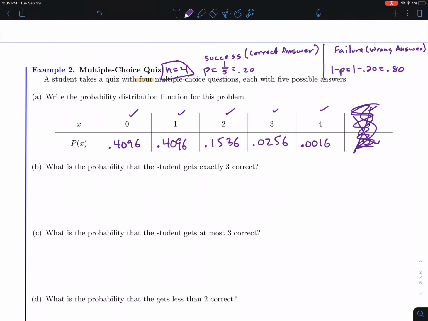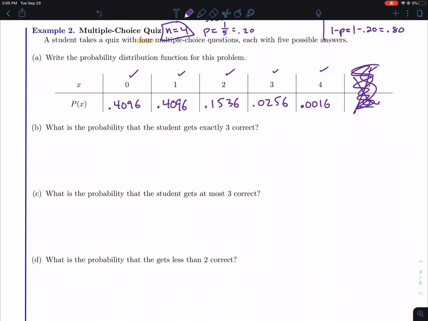But, all right. So now what we want to do is look at some of the different possibilities. So what's the probability that a student gets exactly 3 correct?